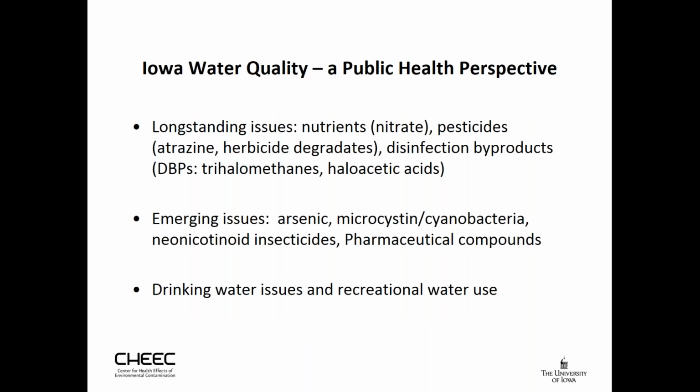So I'm going to start off with talking about some long-standing issues, things like nitrate, which is kind of driving the discussion in Iowa right now. Talk about some of the pesticides that we see in our water, disinfection byproducts that we get from treating the water to make it safe to drink. I'll also talk about some emerging issues, things like arsenic, some of the cyanobacteria. Microcystin is a problem in recreational waters and surface waters, and it's also becoming a problem for drinking water sources. Talk a little bit about a new class of insecticides that are being used in the state that we're seeing in some of our water sources, and also talk a little bit about some pharmaceutical compounds and personal care products that are showing up in some of the surveillance activities that are going on.